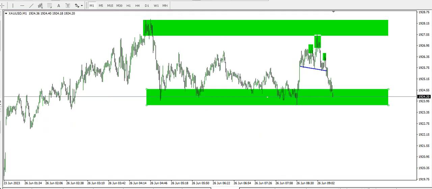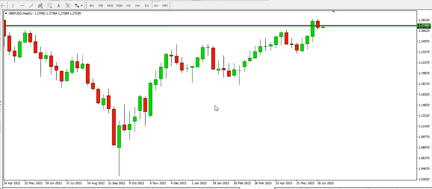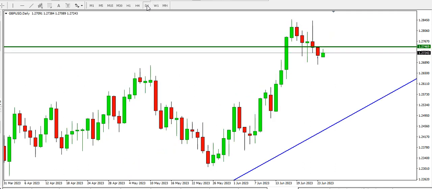So let's take a look at GBPUSD. GBPUSD on the weekly time frame is still bullish. On the weekly time frame, price is bullish until we see a drop below this ascending trend line, for us to now start to consider possibly a retest and then the bearish forecast. But for now, it's bullish.